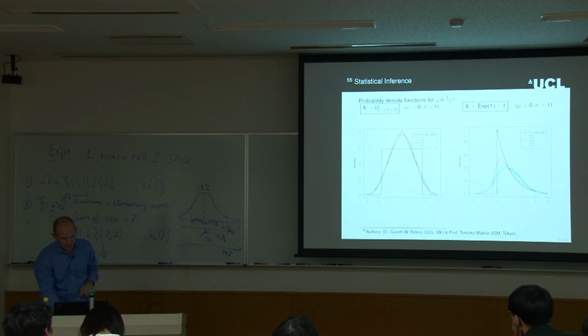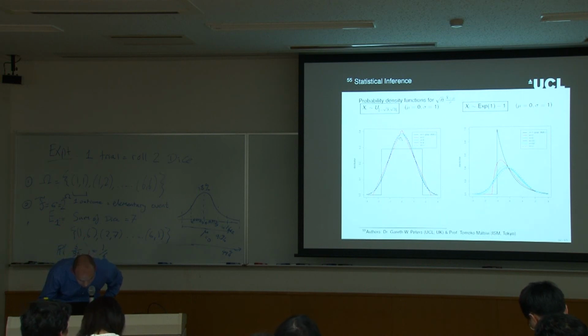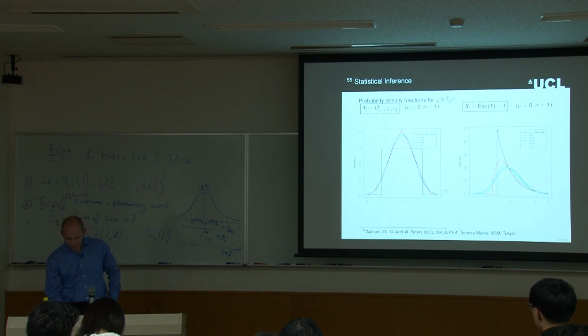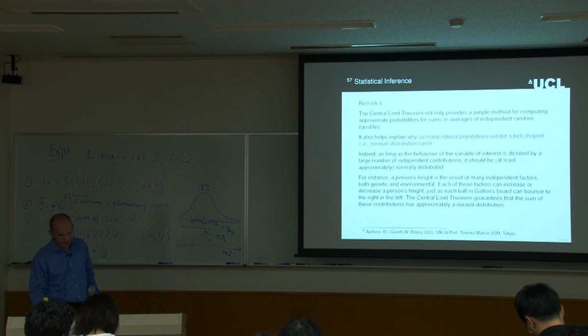Here's just a couple of examples. If x_i is uniformly distributed from negative root 3 to root 3, then n equal to 1 is the population distribution, and n equal to 2 is the red one. As you take more and more samples, you get much closer to the standard normal distribution, which is this pink magenta one. Similarly for the exponential distribution, and in fact for a Bernoulli distribution with various parameters.